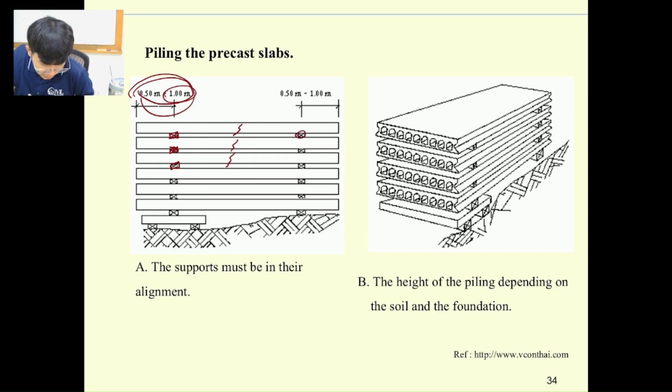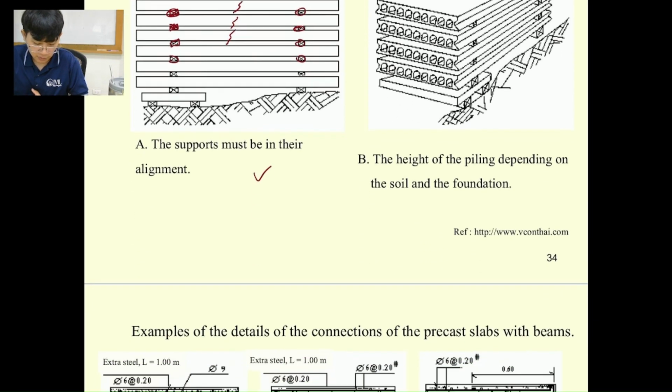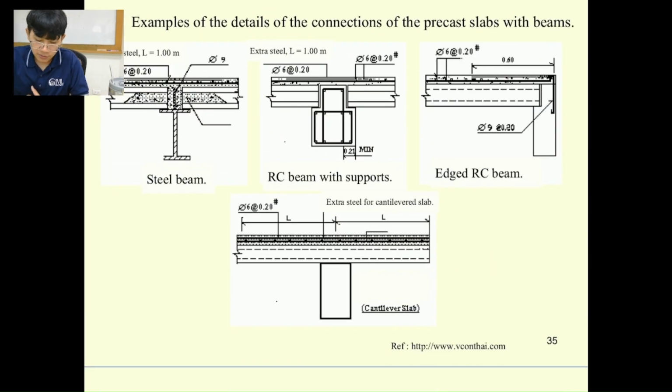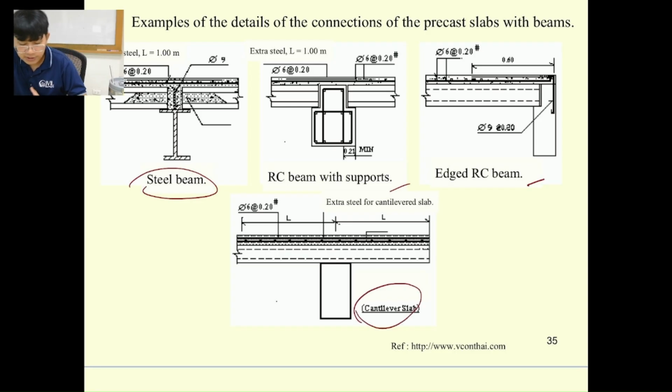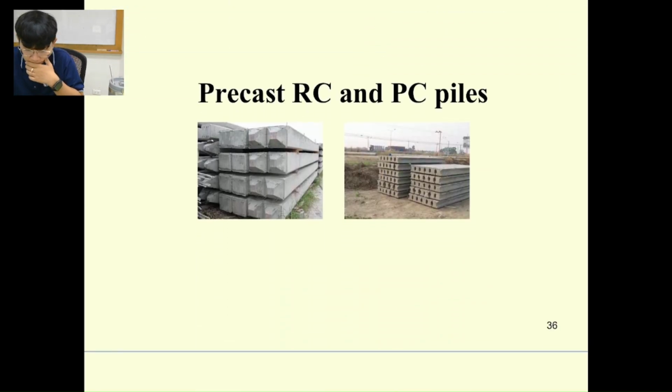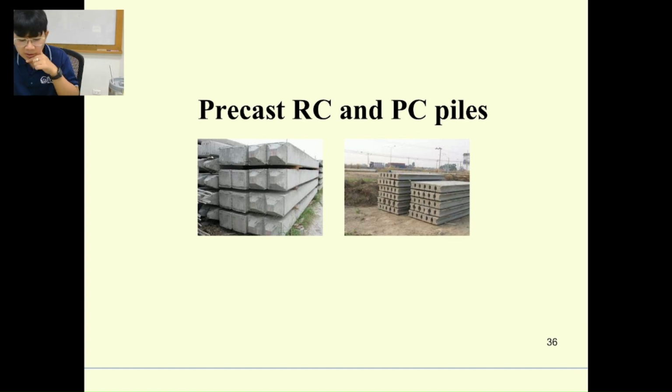Similarly, put the support over here. Okay. And then if you store it like this, it's not going to produce any crack in your slab. So this is a really good practice for good alignment. So these are some details in order to construct it. We have steel beam, RC beam with support, H beam, and the cantilever slabs. Next one is going to be the precast RC and PC pile.